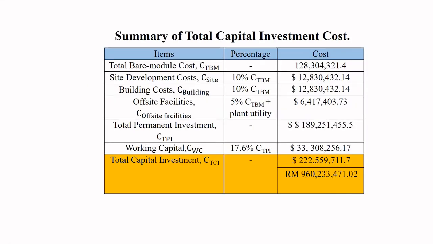After we calculate the total bare module cost CTBM, we have calculated the total permanent investment CTPI and also the working capital CWC, and the summation of these three values, we will get the total capital investment CTCI, which is $252,326,050.7.